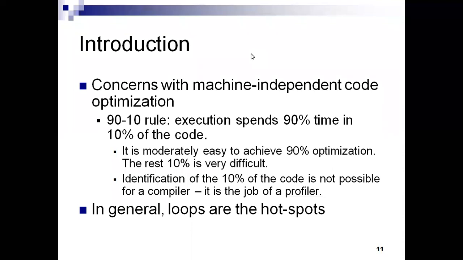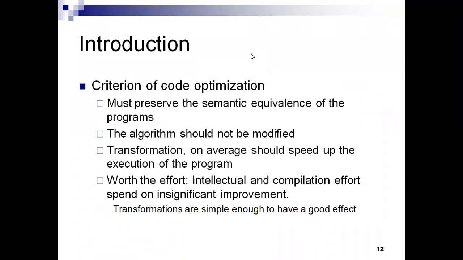It is not possible for the compilers alone, because we have two factors here: both the programmer and the compilers play a major role, right? So it's not possible for a compiler to identify the 10% of the code, and the responsibility of identifying the 10% code is for the profilers, right? So in general, loops are the hotspots here. And then what the main criteria of this code optimization are, I already explained in the previous slides, and again I'm recalling those.